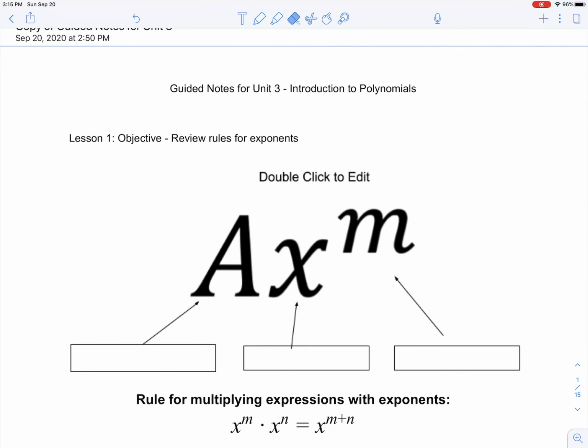Okay, boys and girls, today we're going to review rules of exponents. Most of you probably have learned this in a previous math course, but I just want to review. So let's start by looking at a basic exponential expression. Normally we have a number before the expression, and that number is called the coefficient.